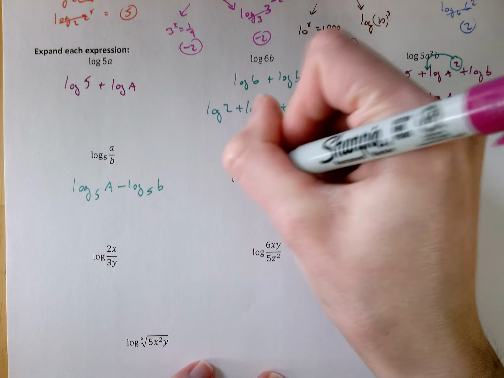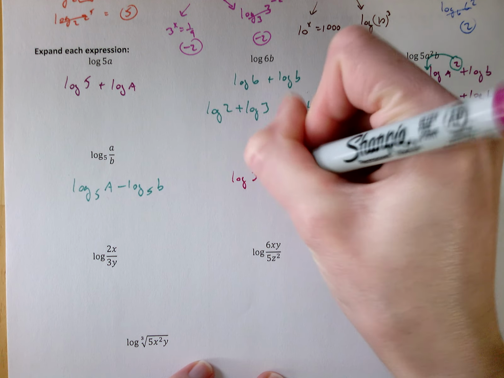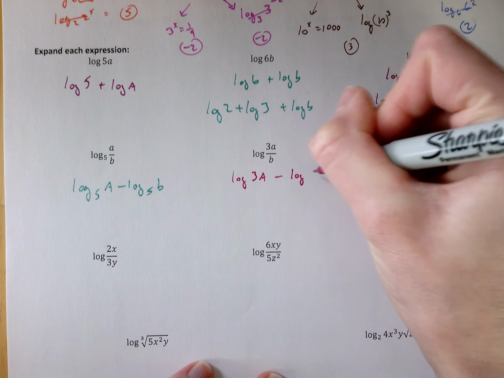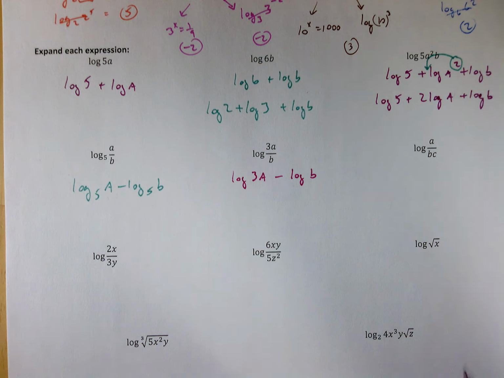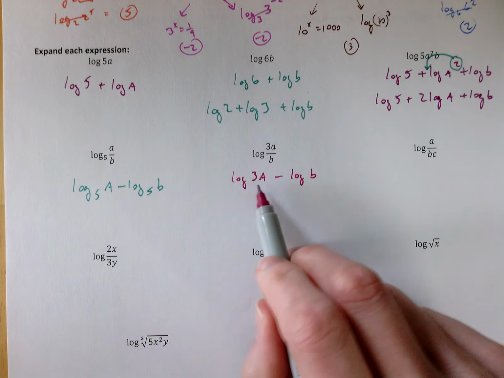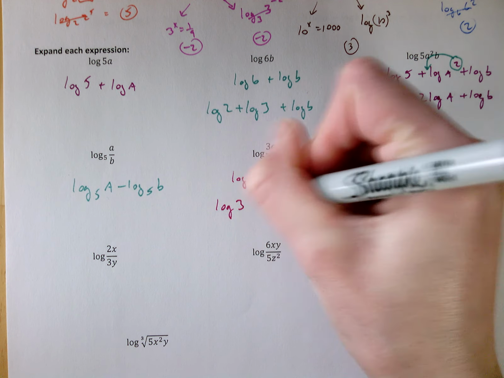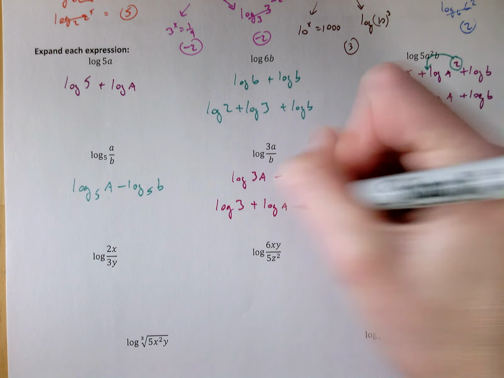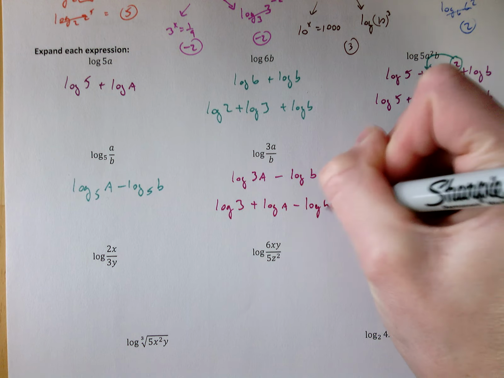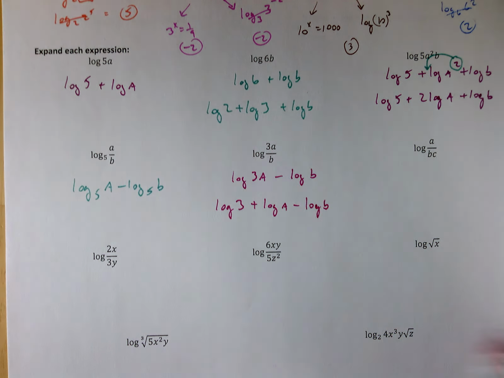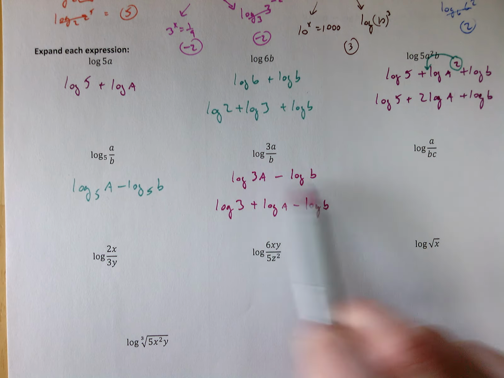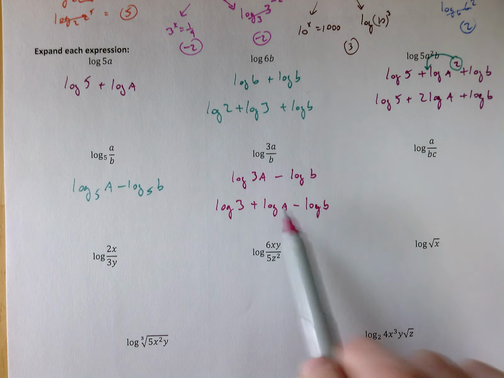This guy, I can break this into log of 3a minus log of b. But then 3 times a, that can be broken down, right? So this is the same as log of 3 plus log of a minus log of b. Okay, and again with this one, I'm okay with you skipping that middle step if you want to jump right to there.